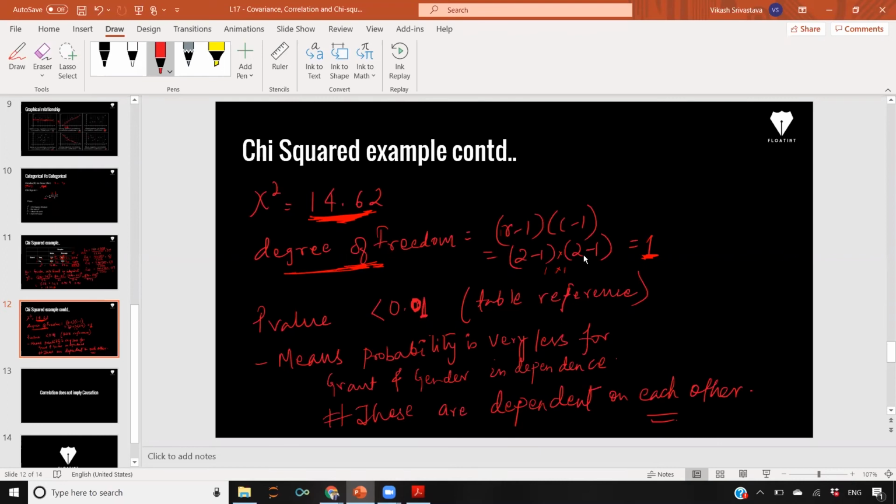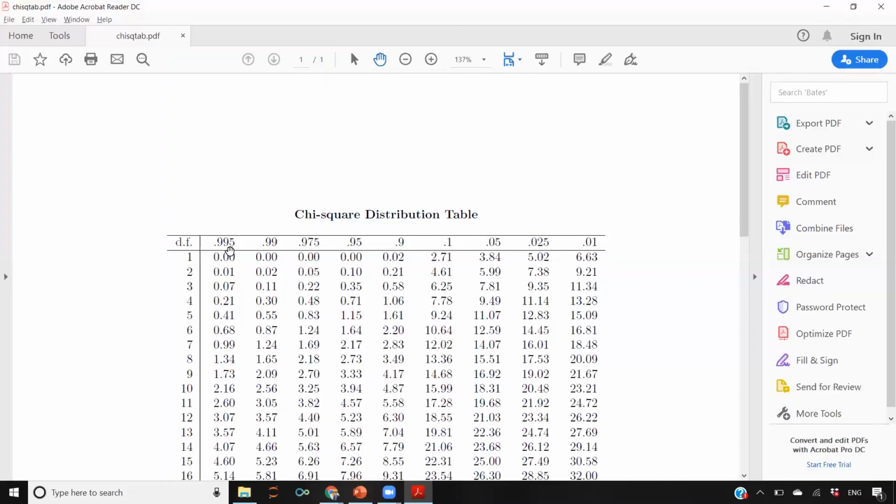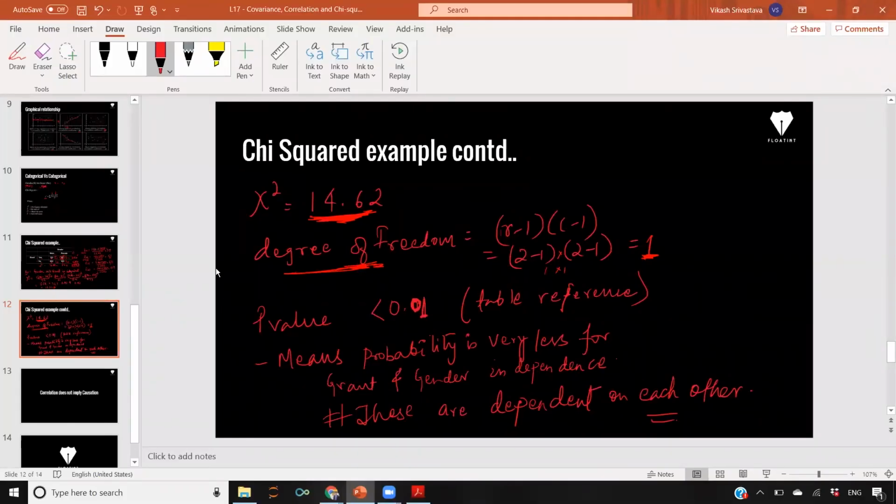So the probability is very low for grant and gender to be independent. If that probability were around this, then we would say that both are not related, but here the probability of both being independent is very low. So we will say both are dependent on each other. That is how we do it for a categorical versus categorical relationship. I hope this is clear. If you have any doubt, you can ask us on chat or by mail.